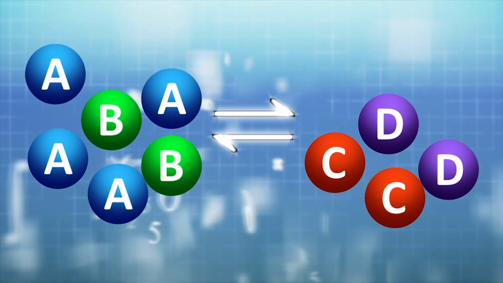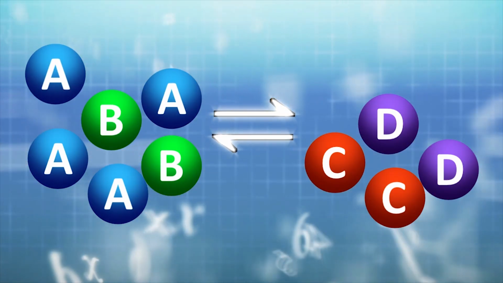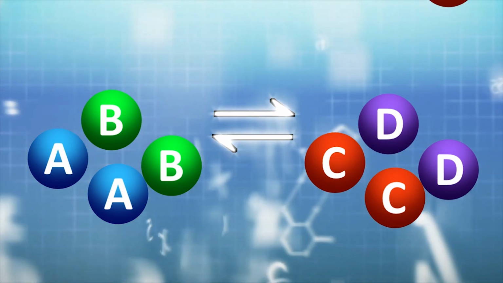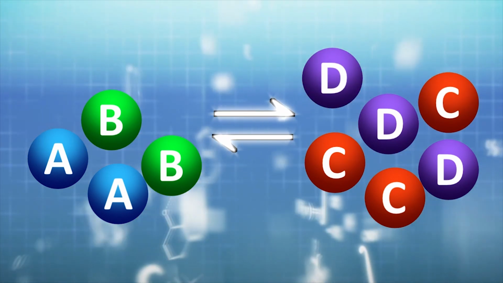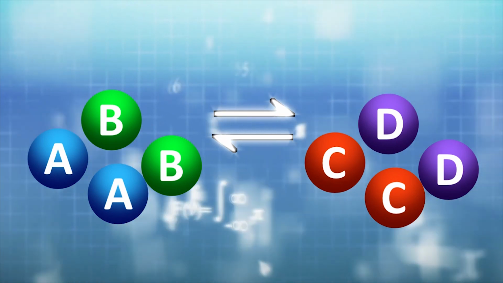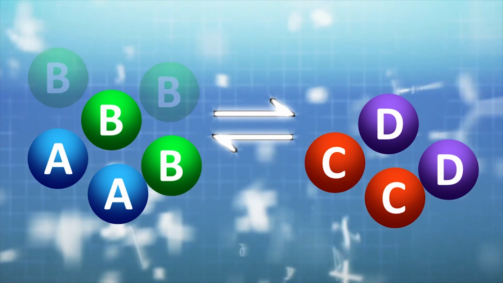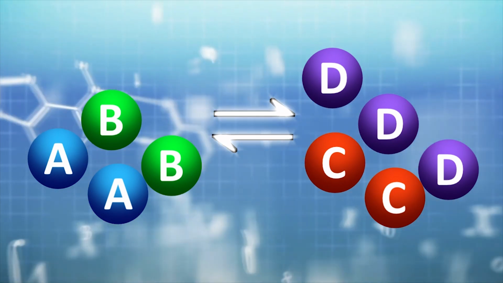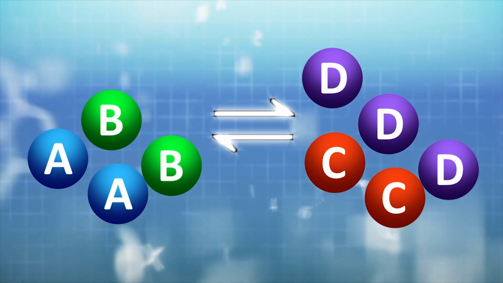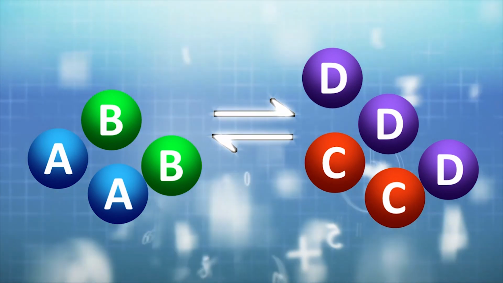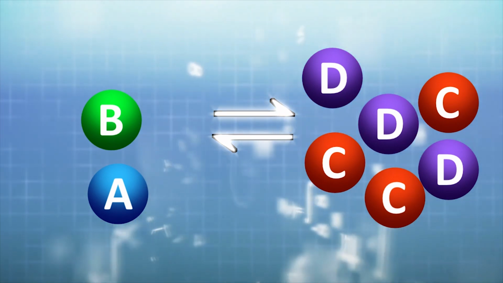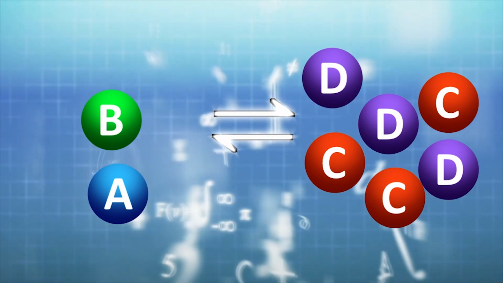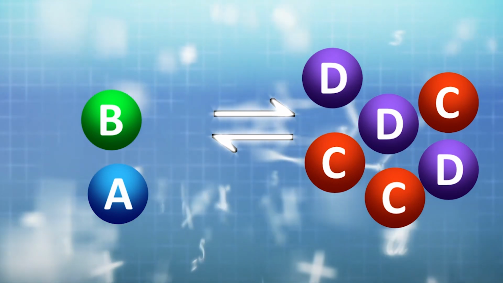If you add more substance A, the system will respond by removing it, by turning it into more C and D. If substance B was cheaper than substance A, you might decide to add extra B. Alternatively, you could remove C as soon as it is formed. The reaction will respond by replacing it again by reacting more A and B. Removing a substance as soon as it is formed is a useful way of moving the position of the equilibrium to generate more products.